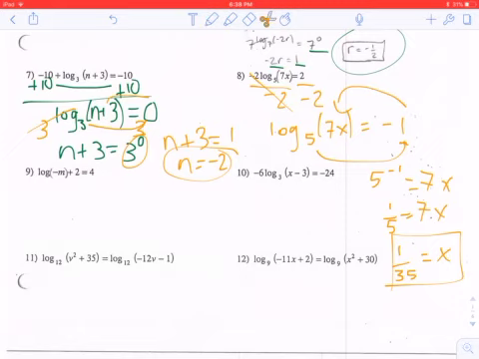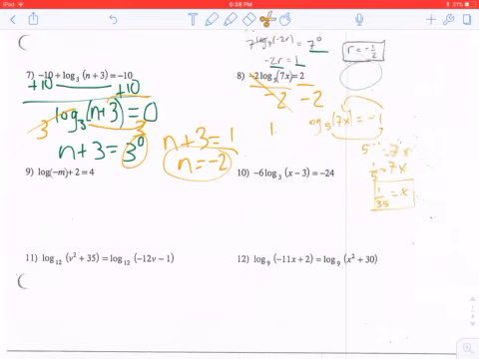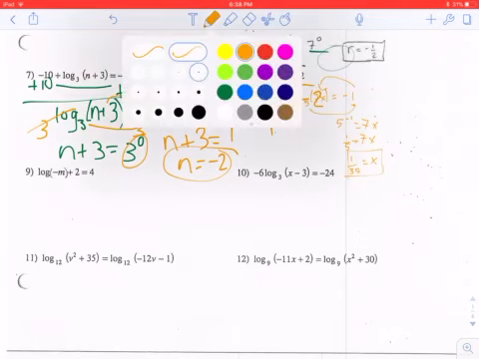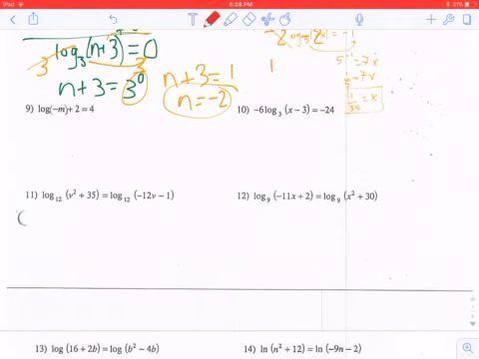Let me shrink that work for you here. Get that out of the way. You guys will get the point on that, I hope. Alright, let's look at the next one. We want to get rid of any algebra outside of the log, so I'm going to subtract 2 to get rid of plus 2. So my log of negative m is equal to 2 now.